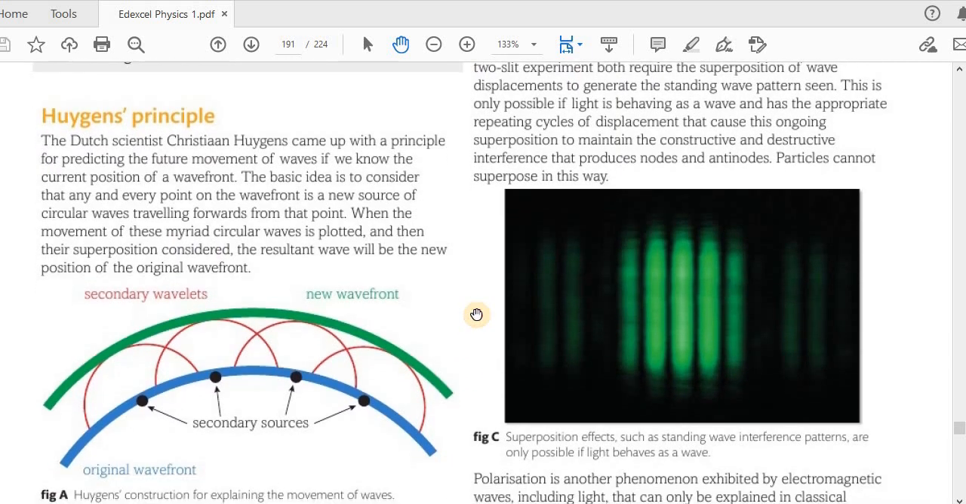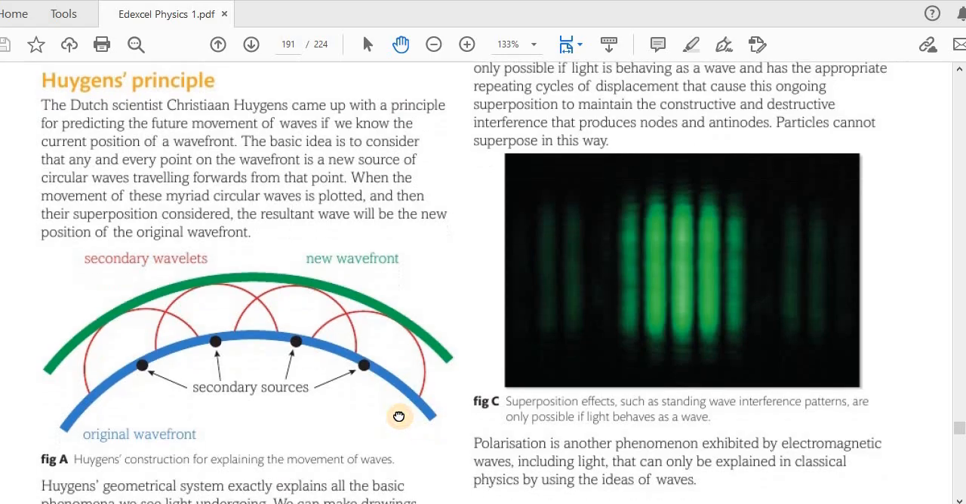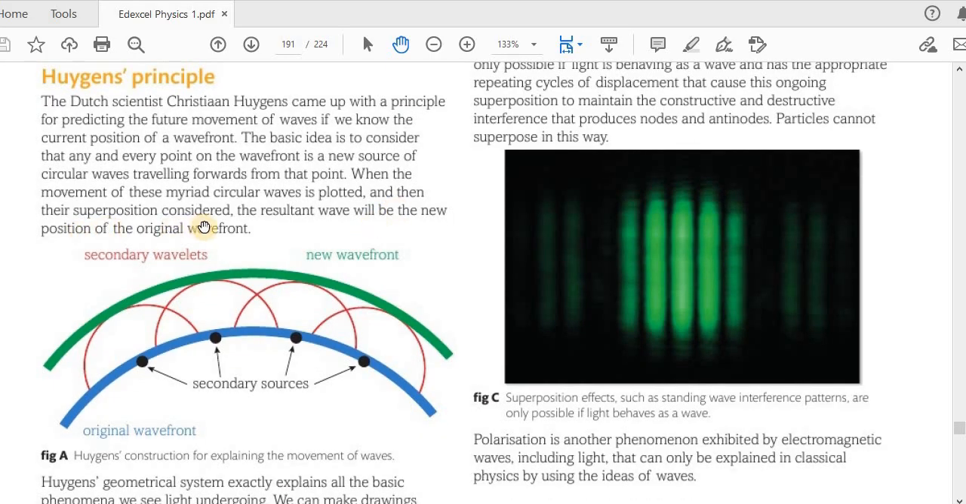This is a very short part about the Huygens principle. The Dutch scientist Christian Huygens came up with the principle for predicting the future movement of waves if we know the current position of a wavefront. You have already learned what a wavefront is in the O-level class. The basic idea is to consider that any and every point on the wavefront is a new source of circular waves traveling forwards from the point. When the movement of these myriad circular waves is plotted, you can see that in the diagram here, and then their superposition is considered, the resultant wave will be the new position of the original wavefront.